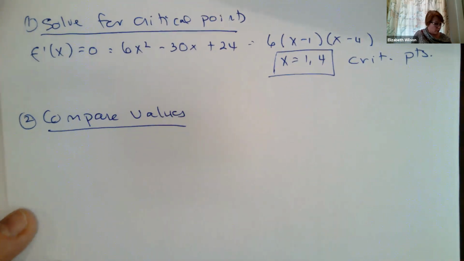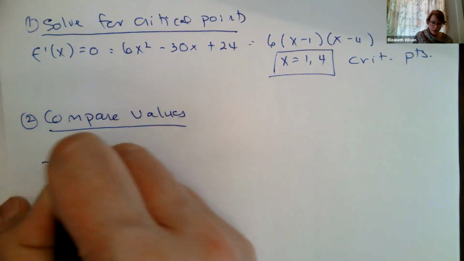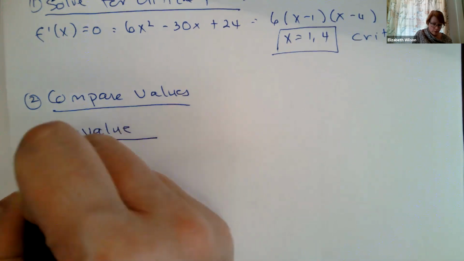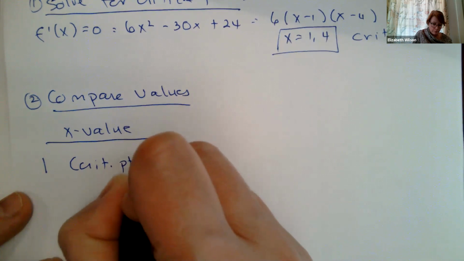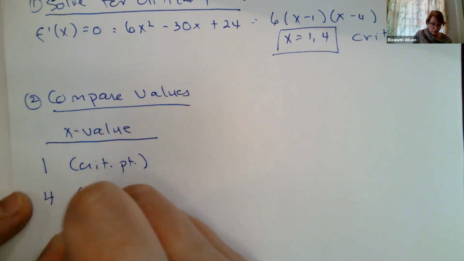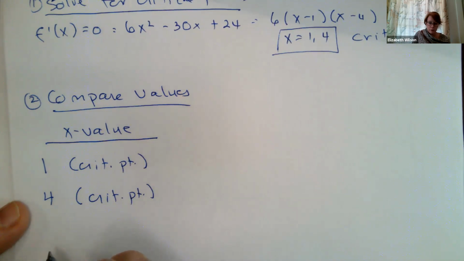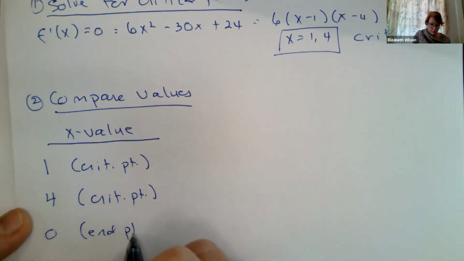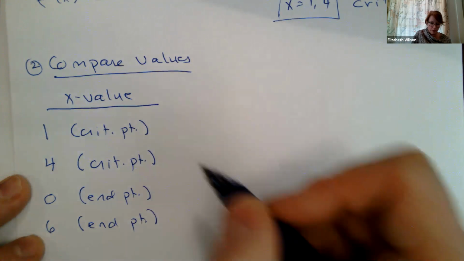I'm going to make a table. So I've got my x value. And I'm going to just note to myself, is this a critical point or an endpoint? So I've got x equals 1. This is the critical point. I've got x equals 4. This is a critical point. I've got my interval, my endpoints. So I've got my 0. This is my endpoint. And I've got 6. Okay, that's an endpoint.